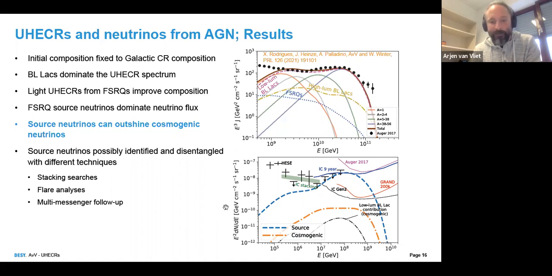What is quite interesting to see here is that these source neutrinos can actually even outshine the cosmogenic neutrinos, depending, of course, on your assumptions and on the specific scenario. But this means that you can even, at the highest energies, expect a significant amount of source neutrinos, which will also be very interesting to see. If you indeed have source neutrinos there, you can possibly identify and disentangle them with different techniques, such as stacking searches, flare analysis, and so on, things that you cannot do with cosmogenic neutrinos because they are only produced on the way, and probably do not point straight back to their sources.